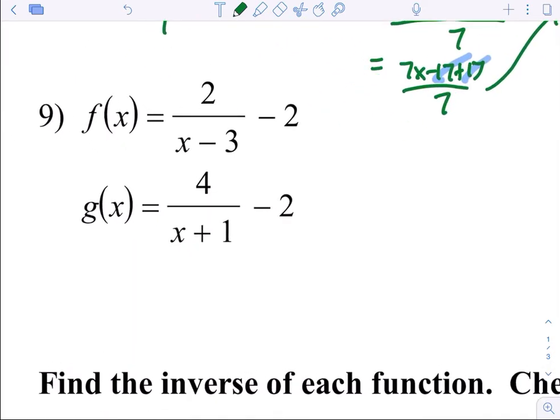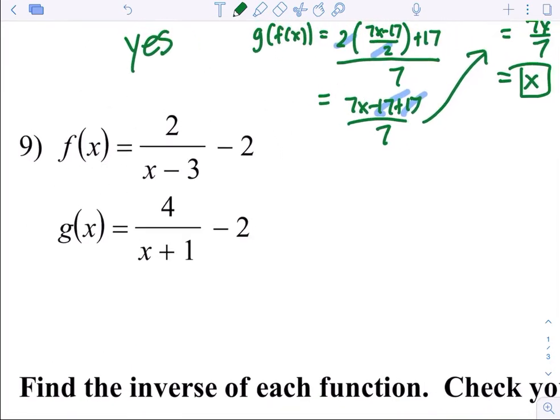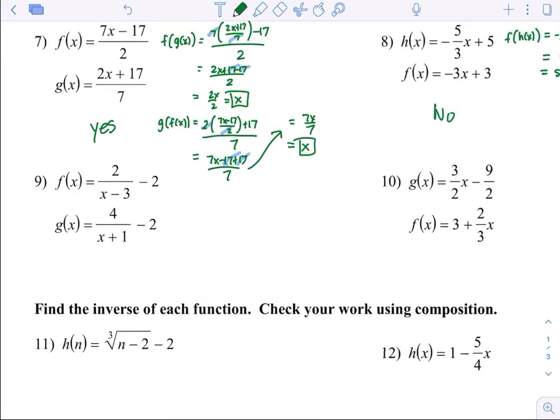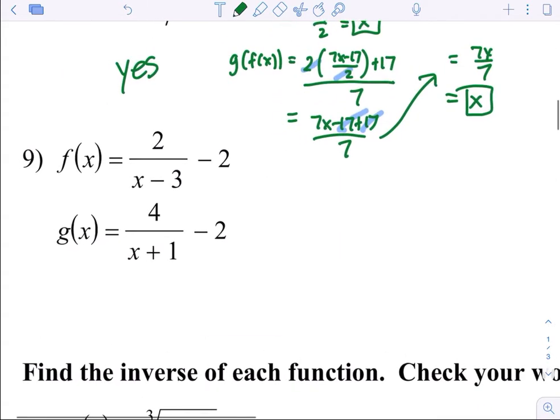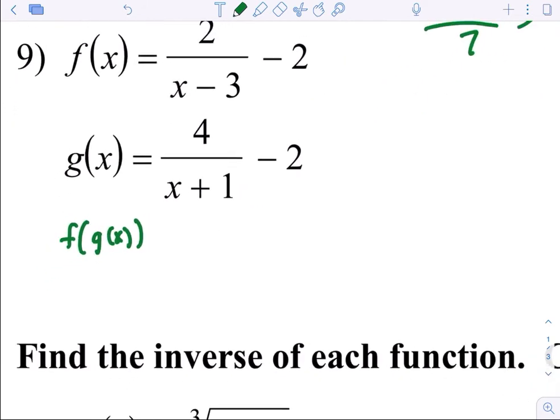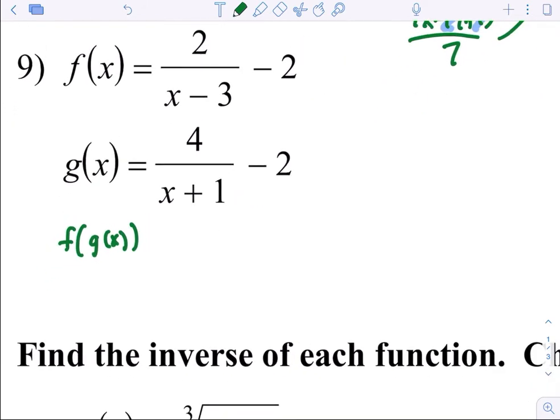Number 9. So we will do, what did we do last time? I don't even remember. Okay, so we'll do f of g of x. Okay, so f of g of x, that means we substitute all of this into there.